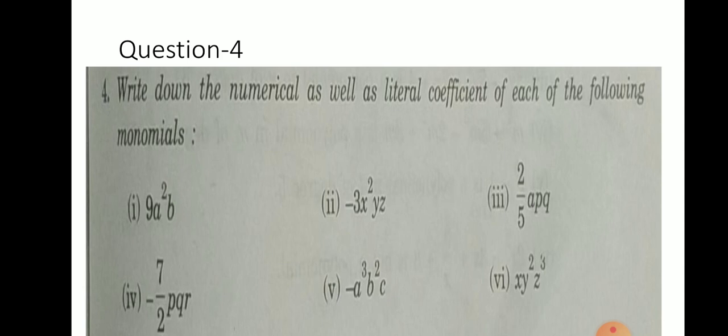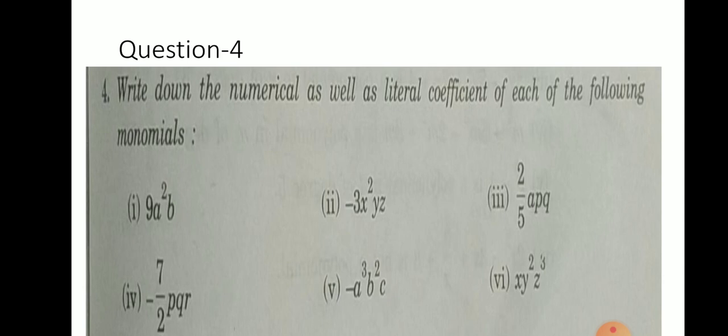Okay, so coming to the fourth one, minus 7 by 2 pqr. In that, the numerical value is minus 7 by 2, whether it is negative or positive, whatever the number is, minus 7 by 2 will be the numerical value. That's why it is the numerical coefficient, and pqr is the literal coefficient.